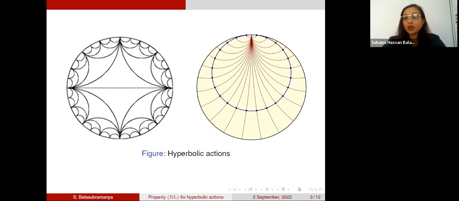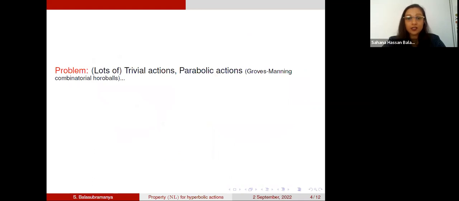And one of the first obstructions you run into is the presence of lots of trivial actions, because you can take any group and take any metric space and have the group act vacuously on the space. It is an isometric action, but it tells you nothing about the geometry of your group, unfortunately. And for countable groups, there's a way that you can construct lots of inequivalent parabolic actions. If someone's interested, you can go take a look at the Groves-Manning combinatorial horoball construction.